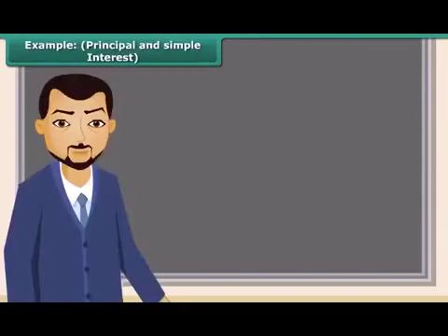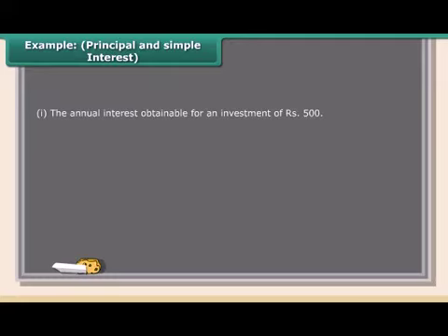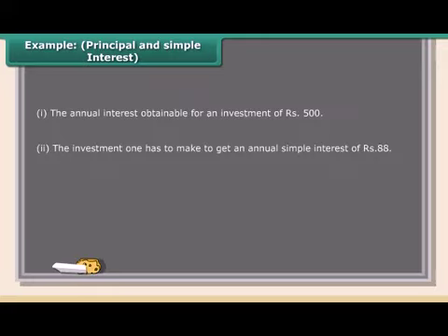Example. Principal and simple interest. A bank gives 11% simple interest on deposits by senior citizens. Draw a graph to illustrate the relation between the sum deposited and the simple interest earned. Find from your graph: 1. The annual interest obtained for an investment of rupees 500. 2. The investment one has to make to get an annual simple interest of rupees 88.